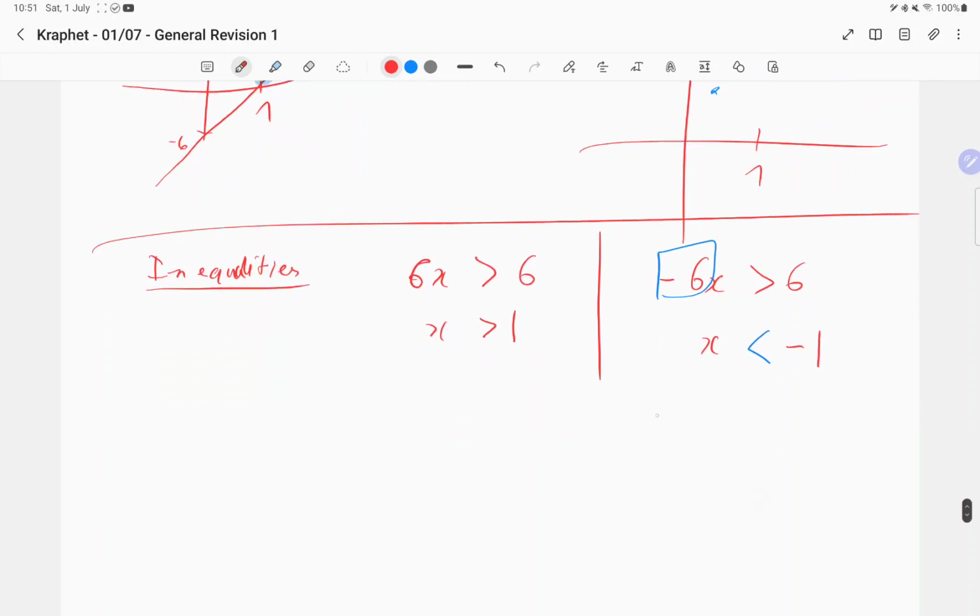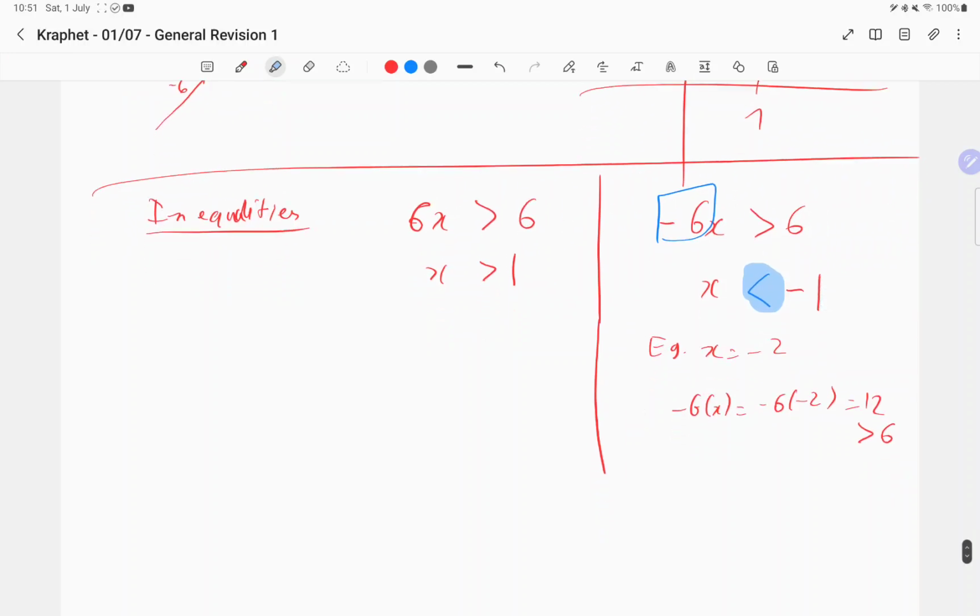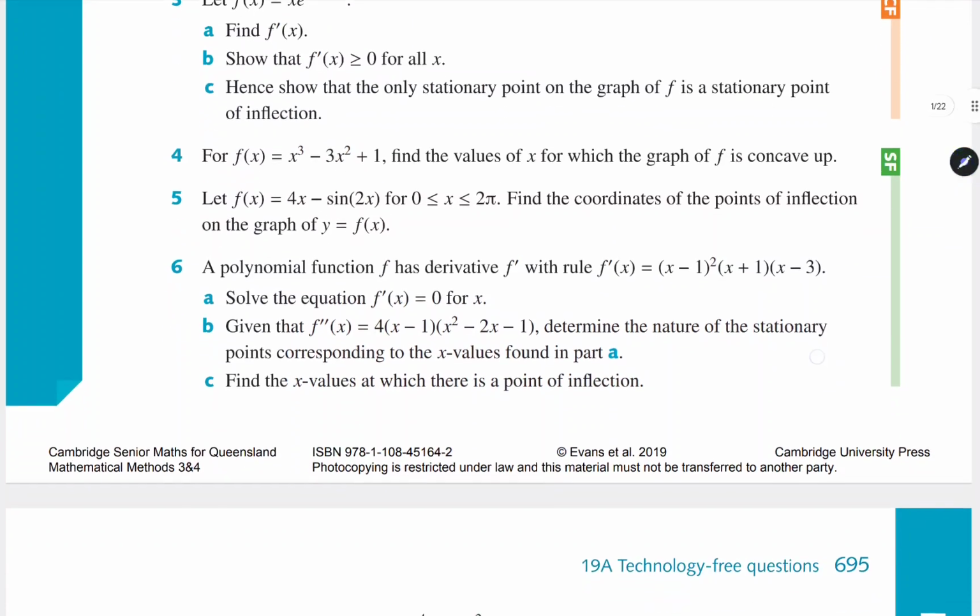Because let's test it. When there's a negative, it flips your expectation around a little bit. So when x is less than negative 1, say negative 2, then negative 6 times x would be negative 6 times negative 2, which is 12, and this is more than 6. So that's why when you're dividing by a negative number, you have to flip the sign around for inequalities. All right. Next question.